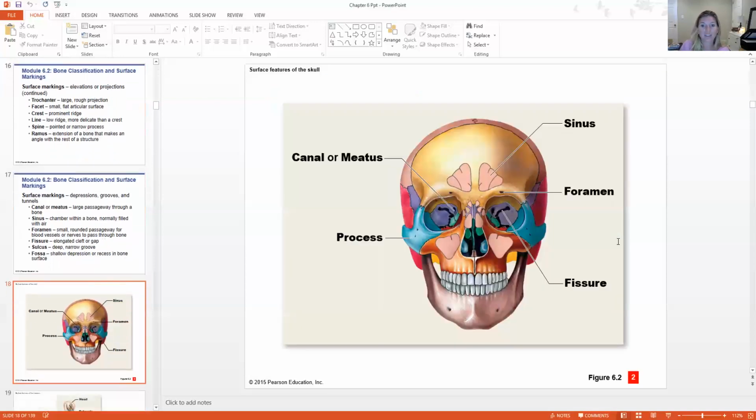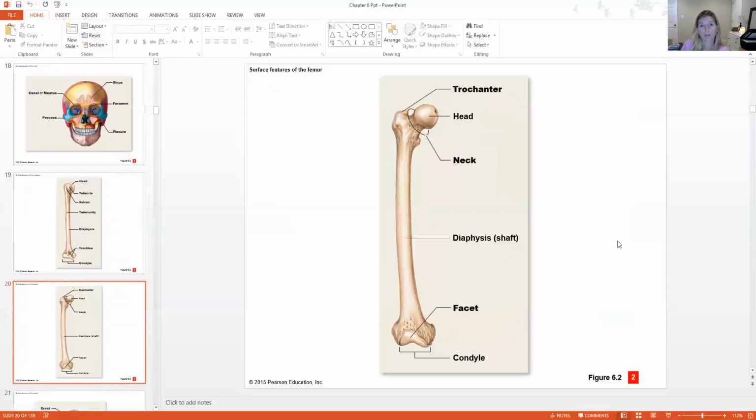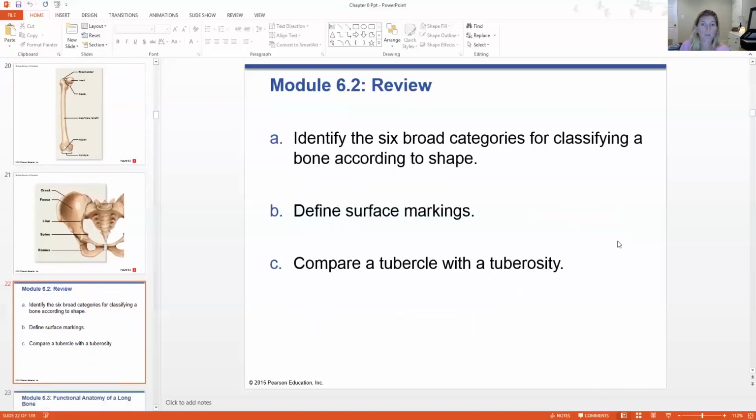And here you can see some of these features on our skull. Here you can see some of the features on the humerus. Here you can see some of the features on the femur. And here you can see some of the features on the pelvis. You can pause the video, go back, and review.